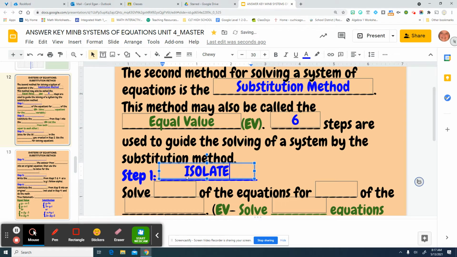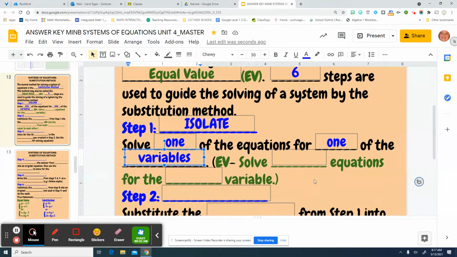So step 1 is isolate. And hopefully we know just in general that the term to isolate means that something is by itself, right? So in this case, what we're looking is to solve one of the equations in the system for one of the variables. Doesn't matter which one. Okay, but we're going to look at the equations and decide, do we want to isolate the y or do we want to isolate the x? It doesn't matter which one we do.